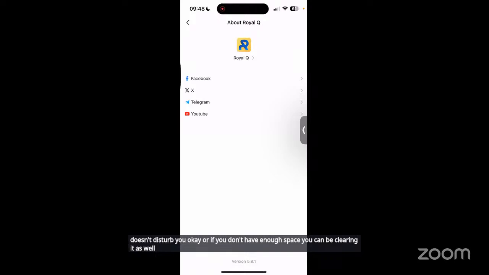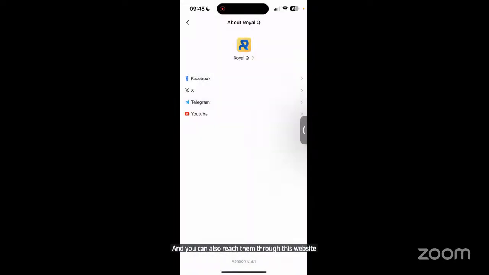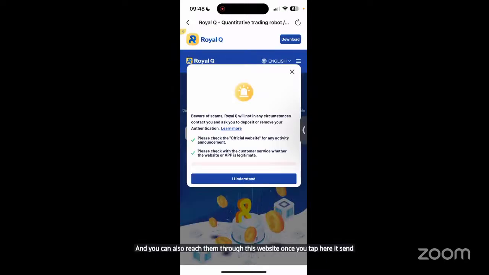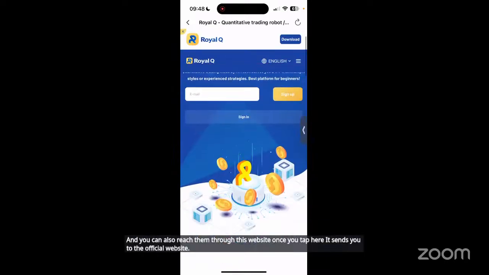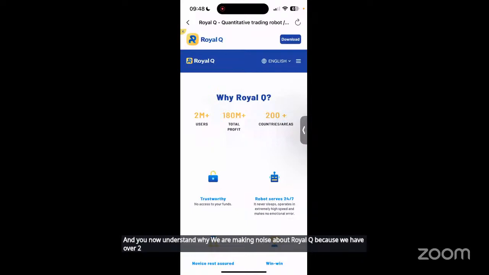So about Royal Q, these are their social handles. You can subscribe to them. And you can also reach them through this website. Once you tap here, it sends you to the official website. And you will now understand why we are making noise about Royal Q, because we have over 2 million users and a profit of 180 million USDT has been made within a short period of time from 2021 to 2025. The app is available in 200 countries.